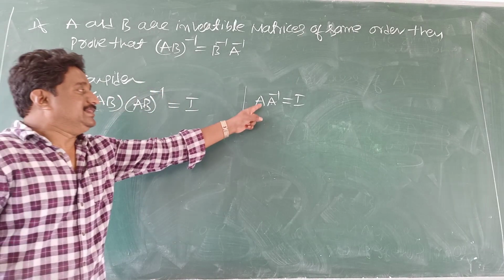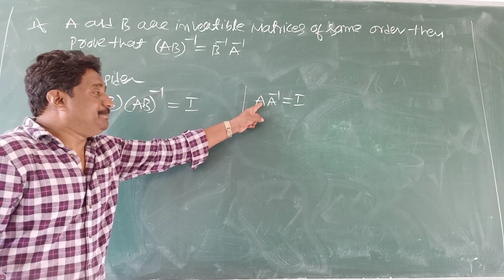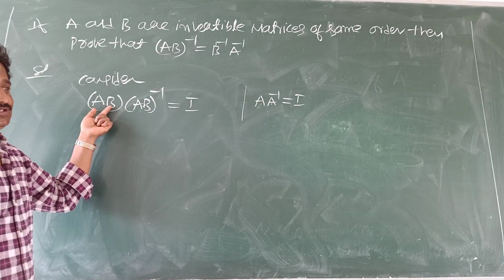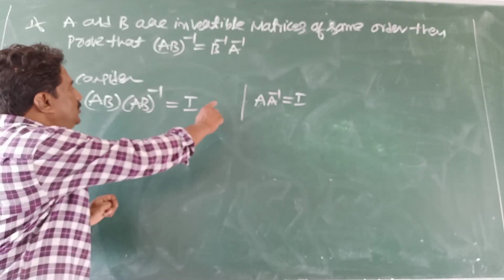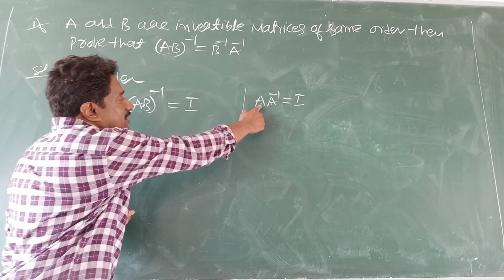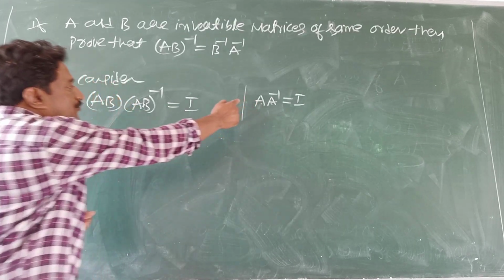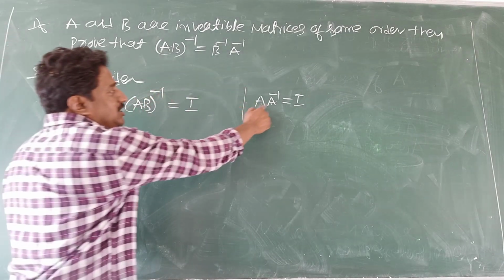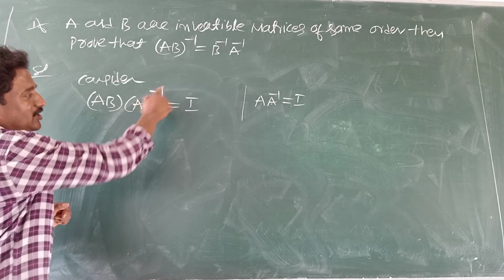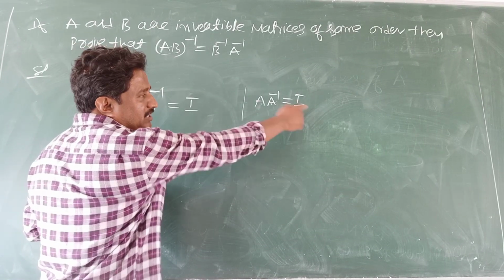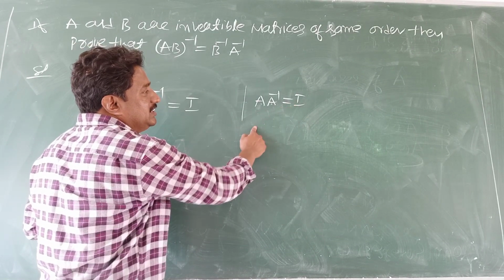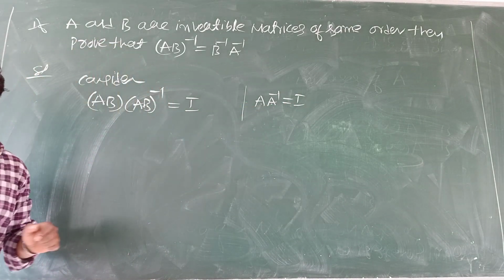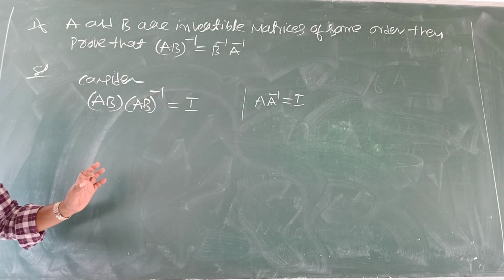Because in the place of matrix A, I am taking matrix AB. That's all. So no difference between these two. Here we have A; in the place of A, here we have AB. A into A inverse, here AB into (AB) inverse. B into B inverse, I. C into C inverse, I. D into D inverse, I. AB into (AB) inverse must be equal to I. I hope you understood better.